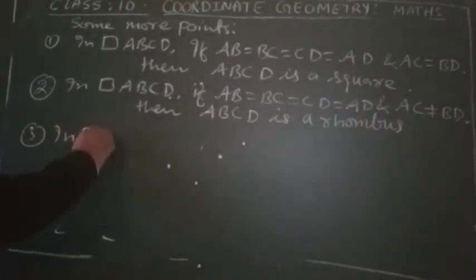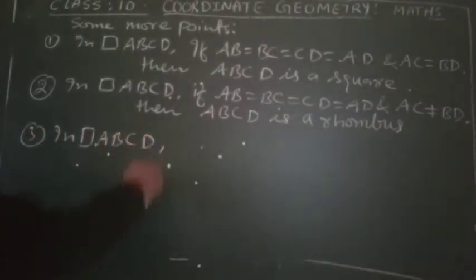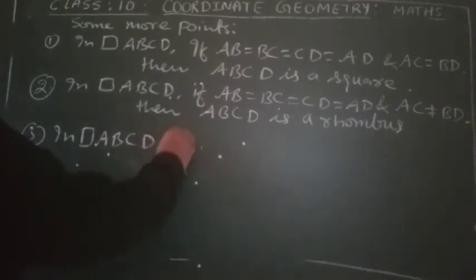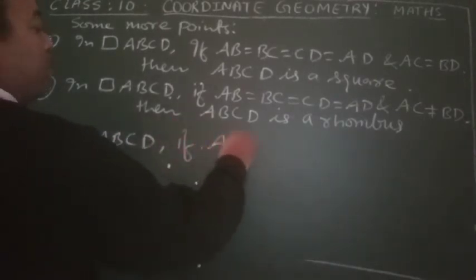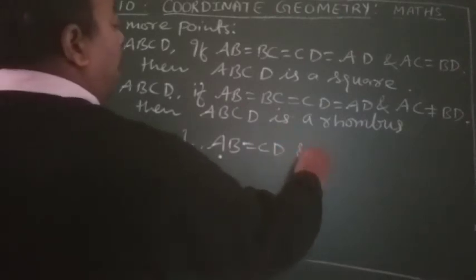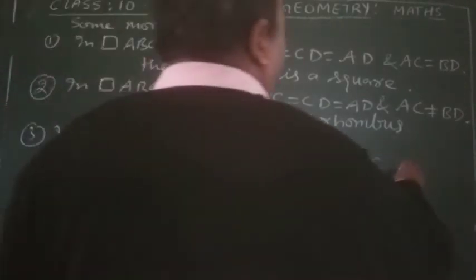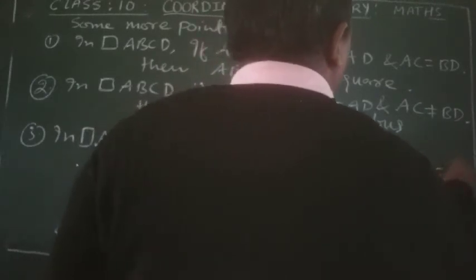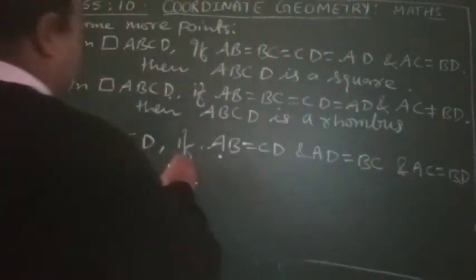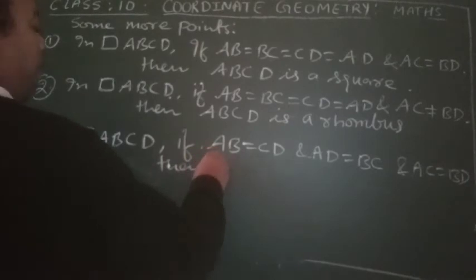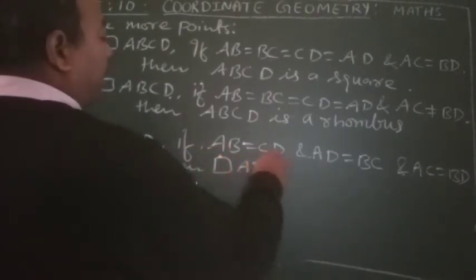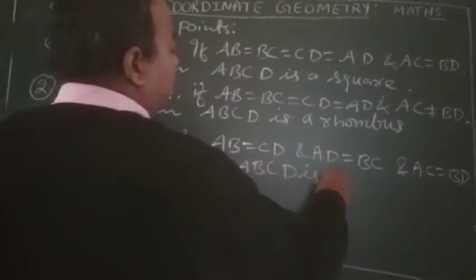In quadrilateral ABCD, if AB equals CD and AD equals BC and AC equals BD, then quadrilateral ABCD is a rectangle.